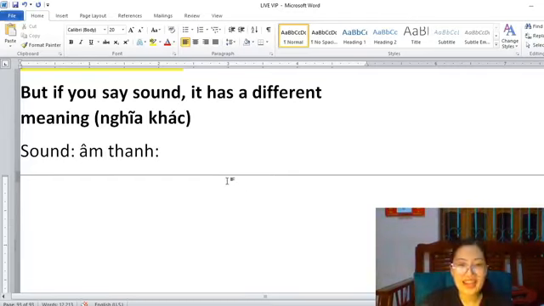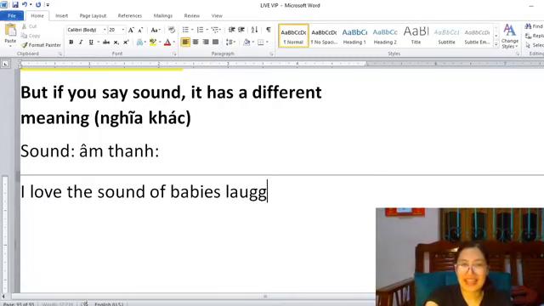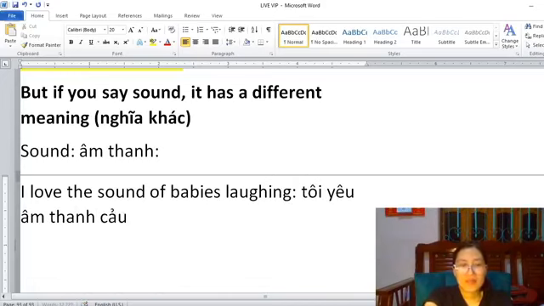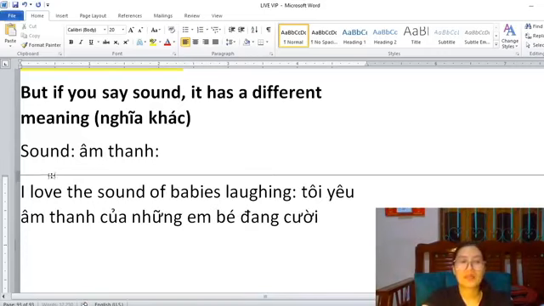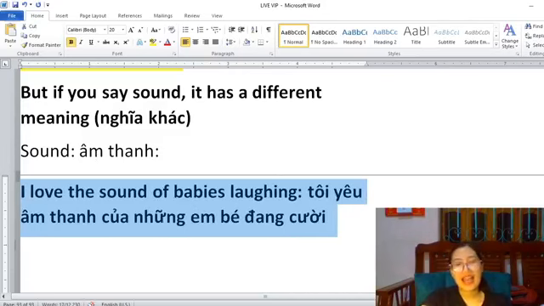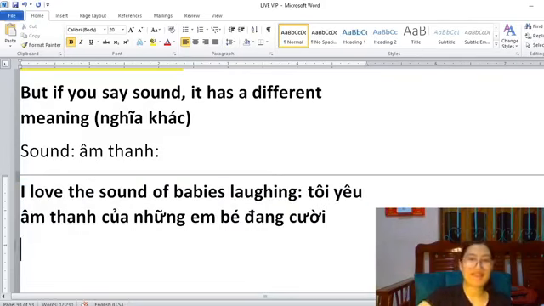Okay, câu này là I love the sound of babies laughing. Từ laughing nghĩa là cười đúng không ạ? Tôi yêu âm thanh của những em bé đang cười. Rồi, xong, đấy chính là đại bài nhá. I love the sound of babies laughing. Nào mọi người comment lại cho cô nhá.